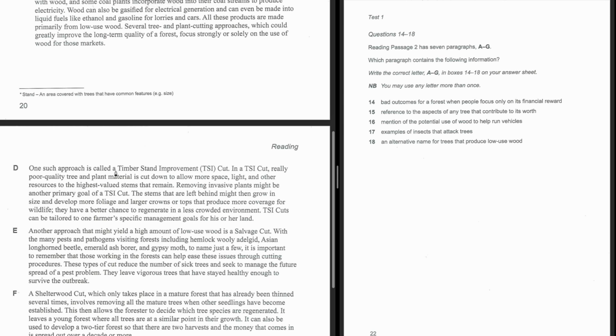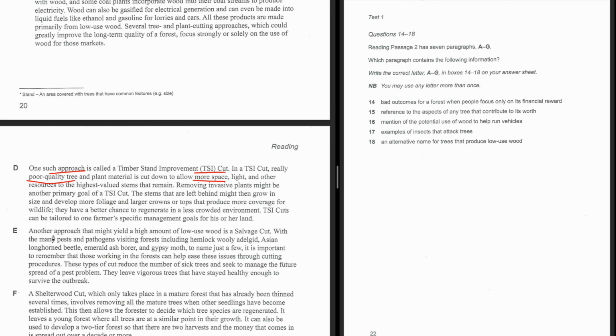One such approach is called timber stand improvement, whatever it is. Okay, it's the name of an approach. In a TSI cut, really poor quality tree and plant material is cut down to allow more space. So the tree is cut down to allow more space. That's fine.